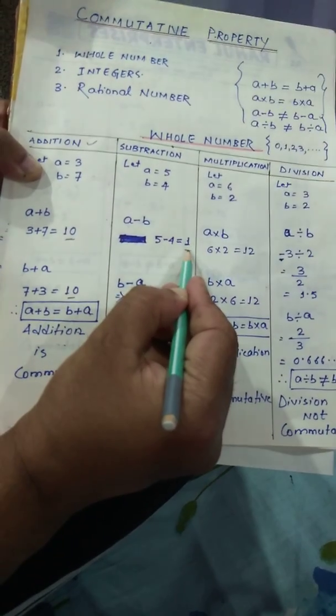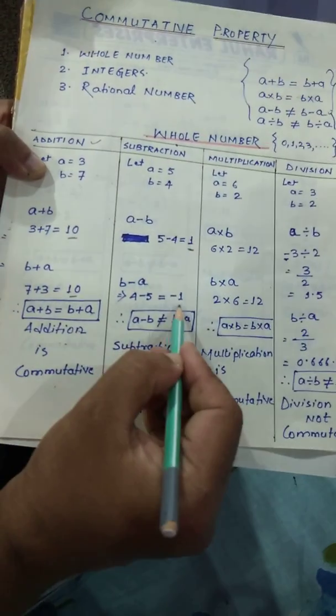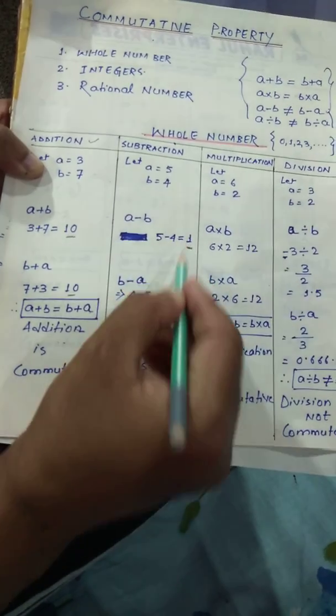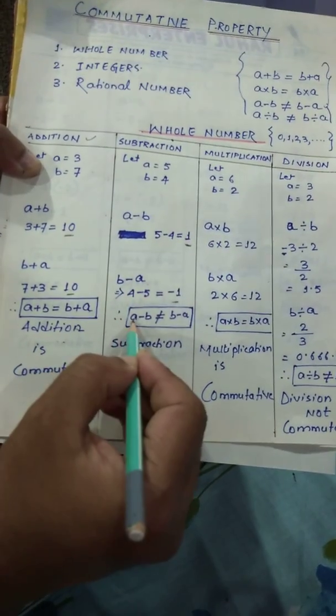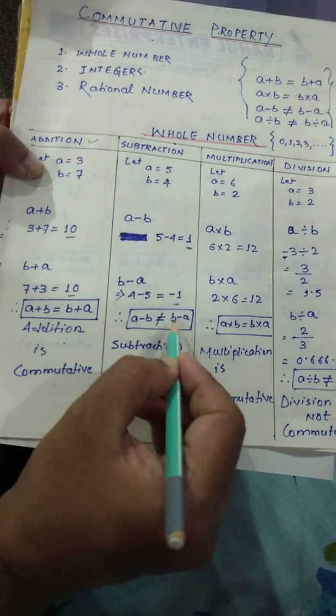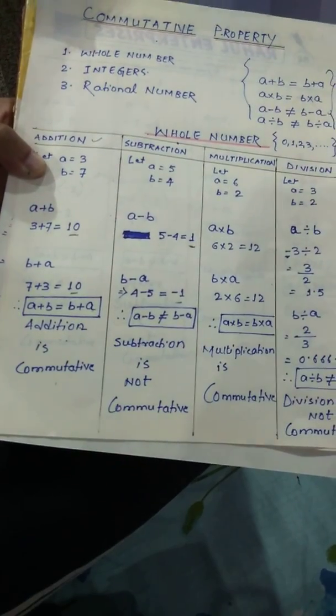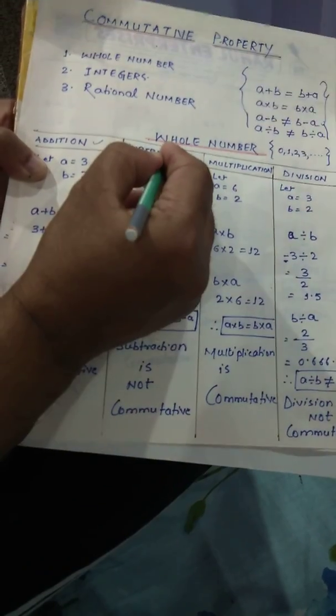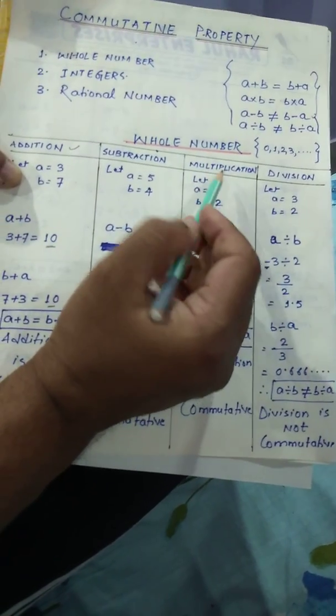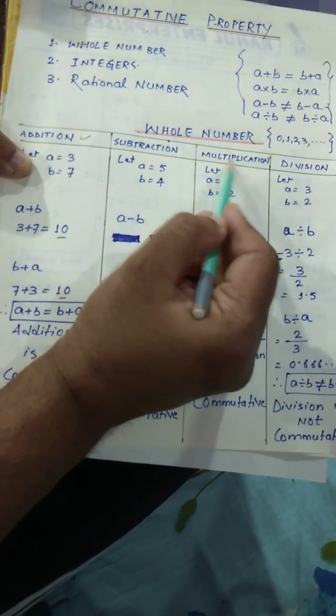You see, in the first case we got 1. Second case we got minus 1. So the answer is not matching. So we'll say a minus b is not equal to b minus a. So subtraction is not commutative for whole numbers. Okay. Now let's see what happens in multiplication.